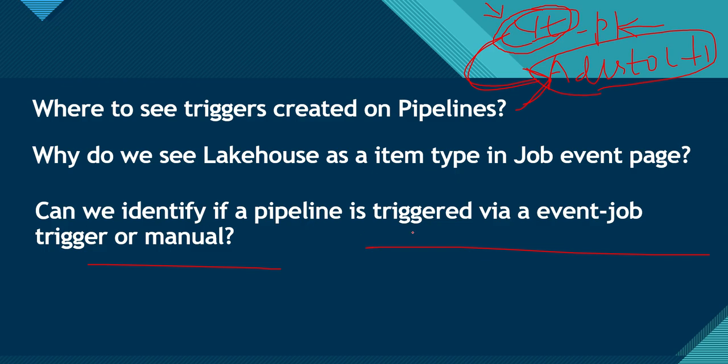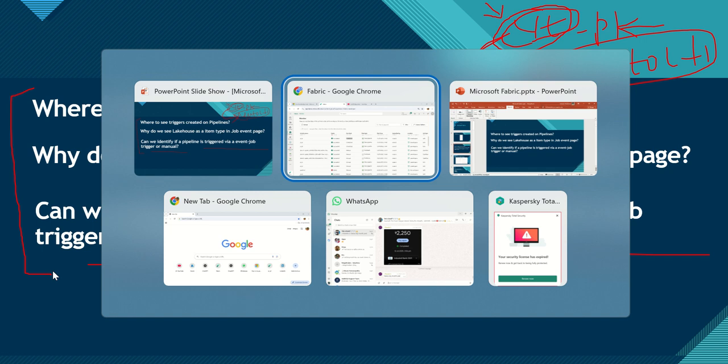So can we identify if a pipeline is triggered via an event job trigger or manual trigger? It should be yes. Whenever you are triggering the parent pipeline automatically via a schedule trigger or some other kind of trigger, it is going to be scheduled, or it is going to be manual. Okay, so these are the three questions that I had in my mind, which I wanted to discuss with you.